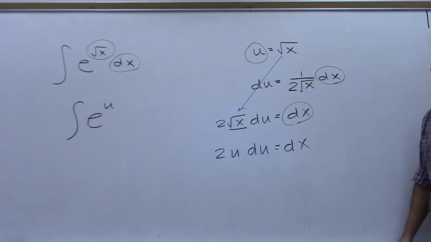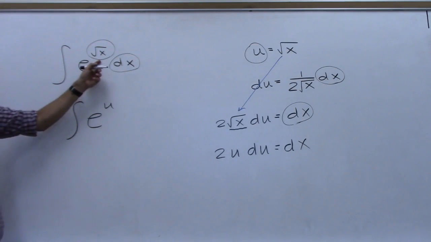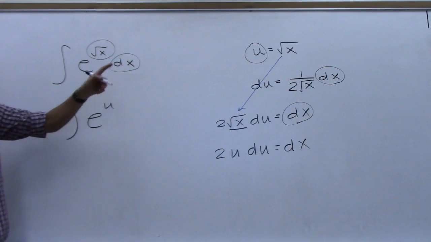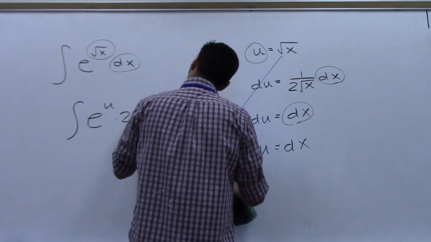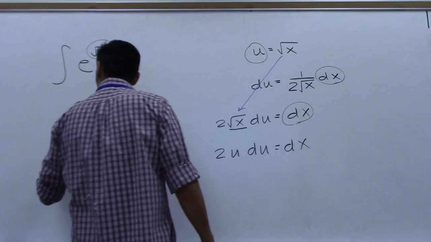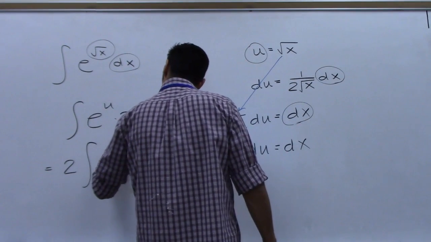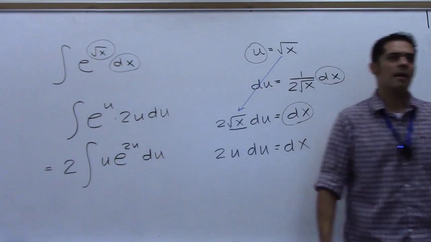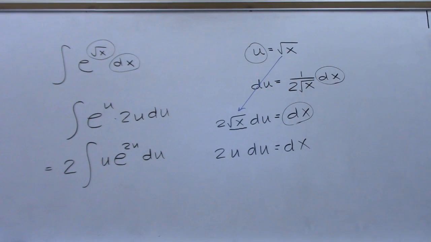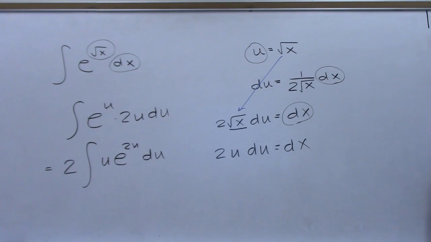And so really now when we rewrite this integral, we've got e to the u, that's this, and then dx is replaced with what? 2u du. I can pull the 2 out. I can move the u to the front. And now that's where I am, right? And then you look at that integral and you go, well, did that get any better?